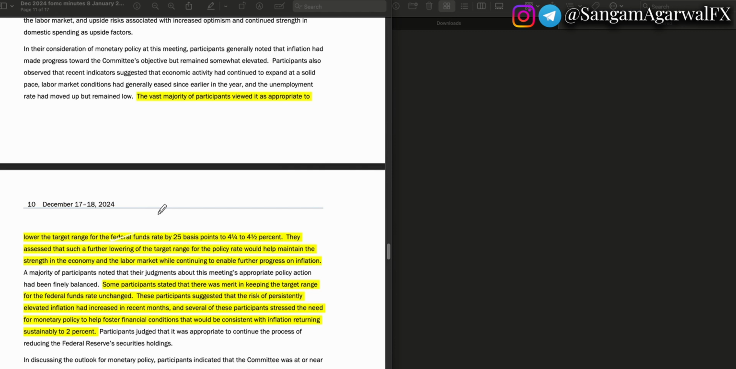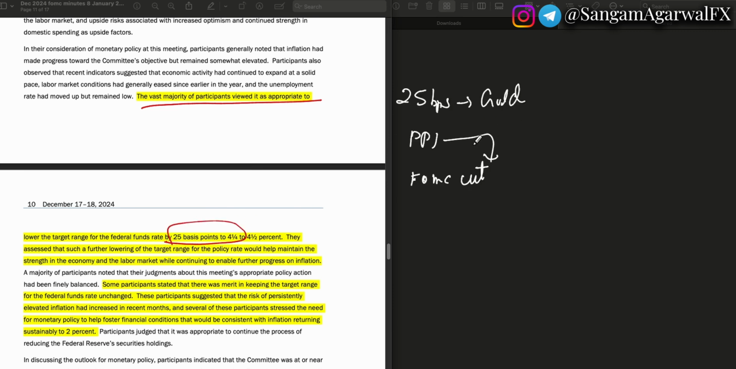You just saw one member voted against the action, but they are saying a vast majority of participants view it as appropriate to cut 25. And this is the answer to all traders who were asking why gold is going down on a rate cut. The collapse started on the PPI news and continued until the official news. Because the majority of FOMC members are cutting interest rates, and that is wrong, that is increasing inflation.